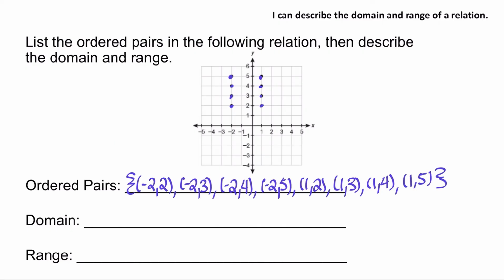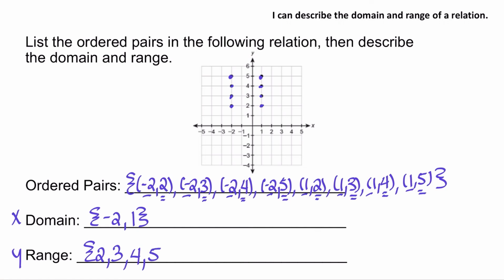Now let's list out the domain. The domain will be all of the x values, so that is all of these values that come first in each of these ordered pairs. I know we have a lot of repeated values, but remember we only need to write those repeated values once. So the values we have are -2 and 1. The range will be all of the y values, which are the numbers that come second in each of these ordered pairs. Once again, we have repeated values, so we don't need to write those twice. So we have 2, 3, 4, and 5, and we can just leave that as our range.